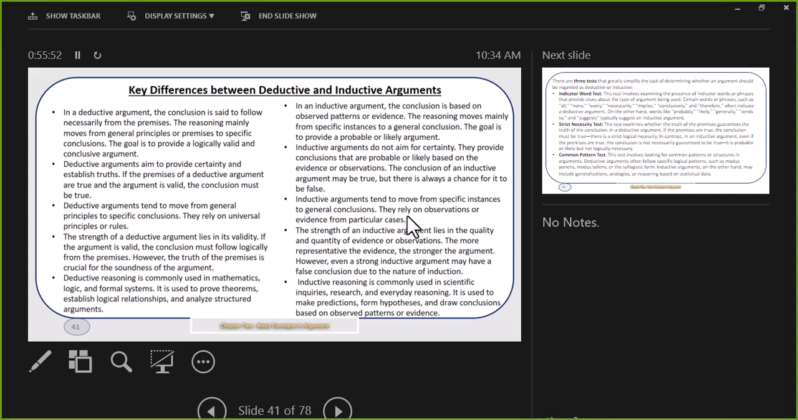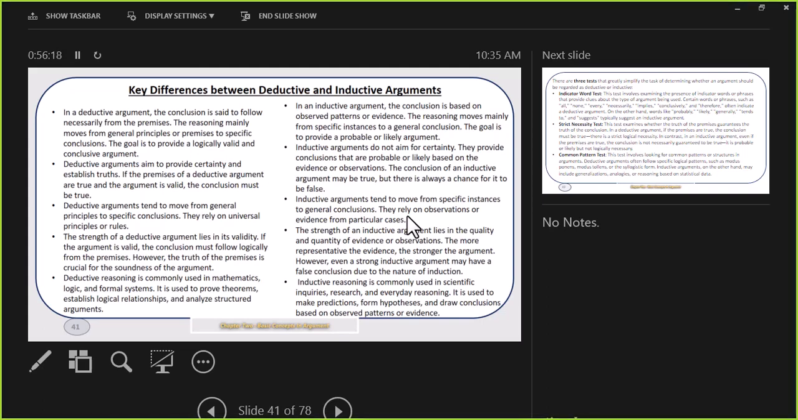The goal in deductive argument is what? To provide logically valid or conclusive argument. In other words, the premise absolutely guarantees the conclusion. Deductive argument aims to provide certainty, whereas inductive argument aims to what? To provide likelihood, possibility. Deductive arguments tend to move from general principle to specific conclusion. They rely on universal principles.